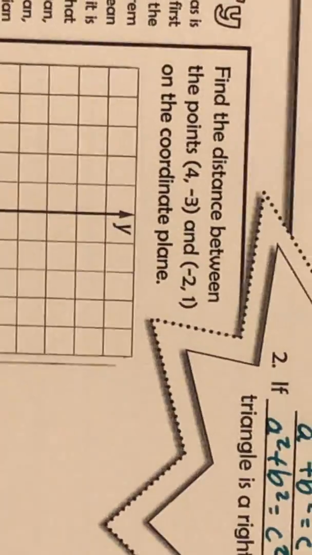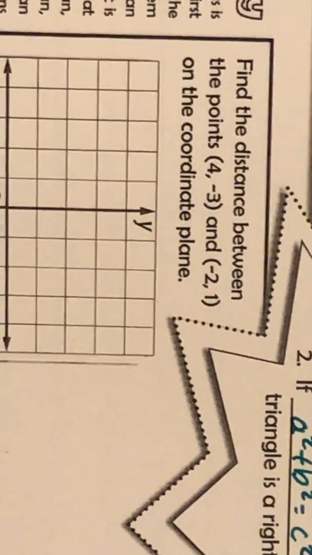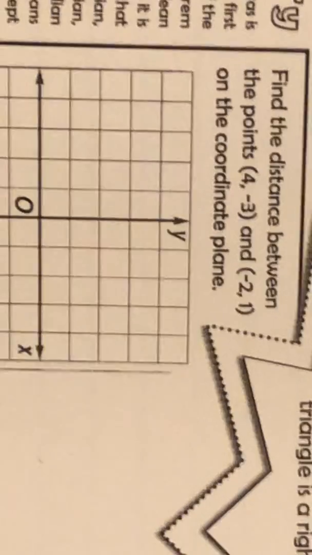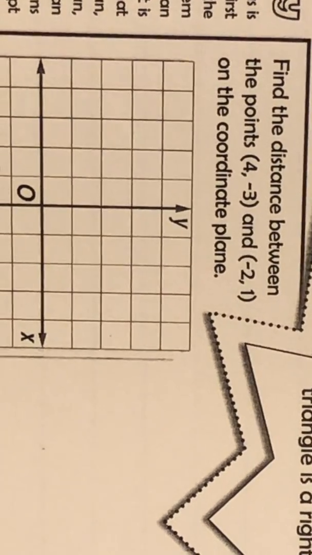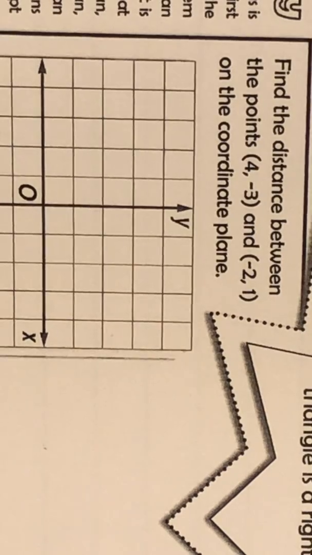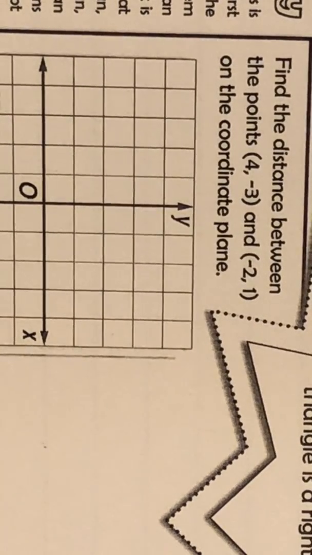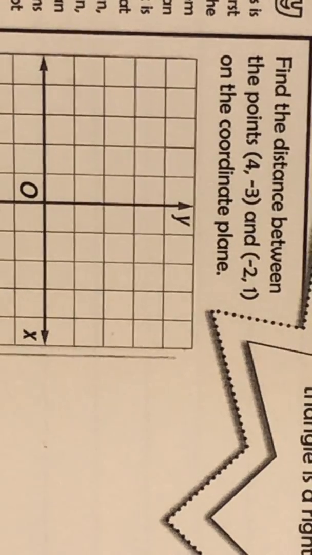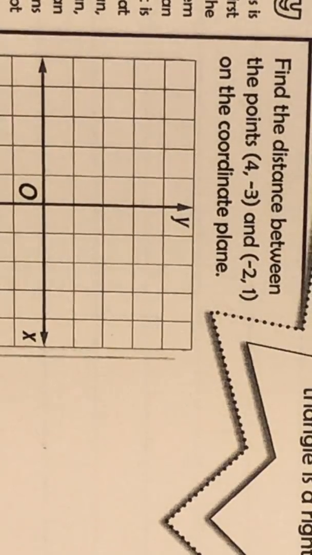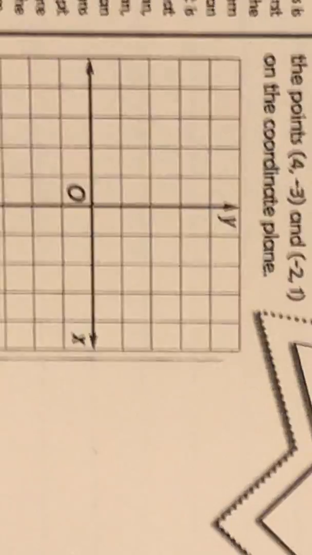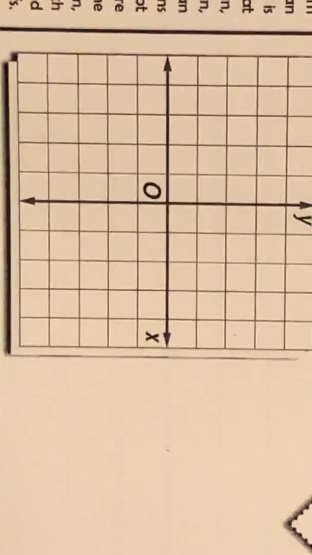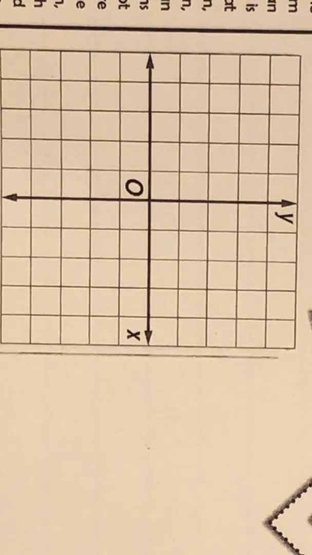So the final example that I want to look at is find the distance between the points (4, -3) and (-2, 1) on the coordinate plane. So go ahead, pause the video, try out this problem, and then we'll look at it together. Okay, now that you've had a chance to try out this problem, let's look at it together. So the first thing that I want to do is actually plot the points on my graph.